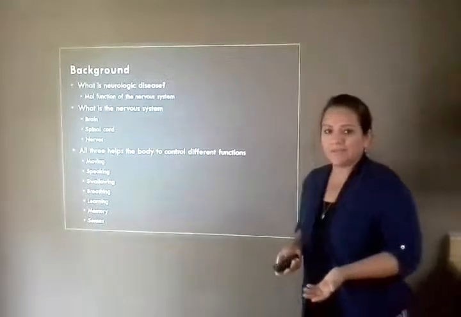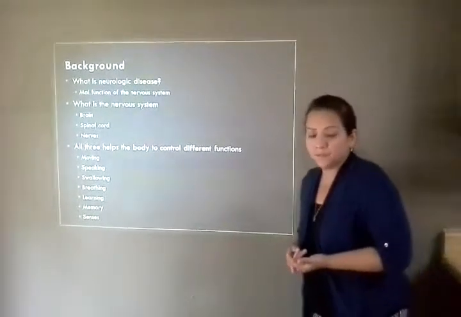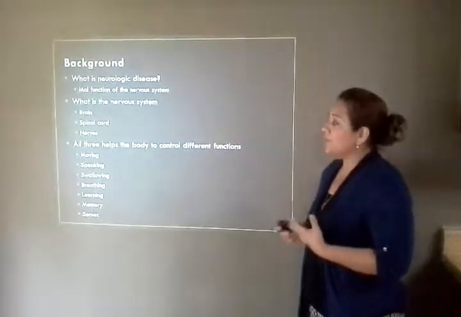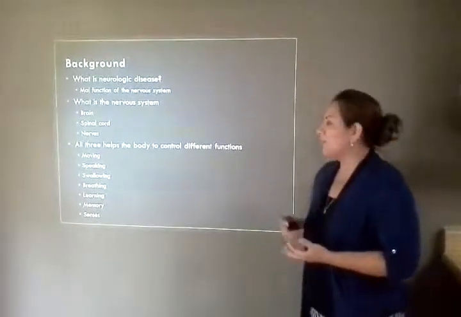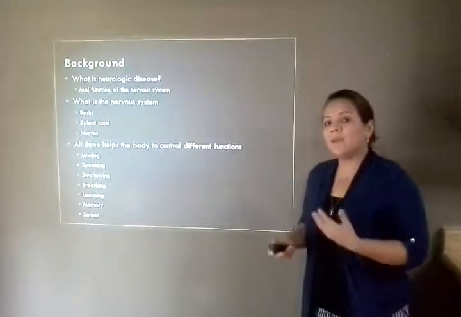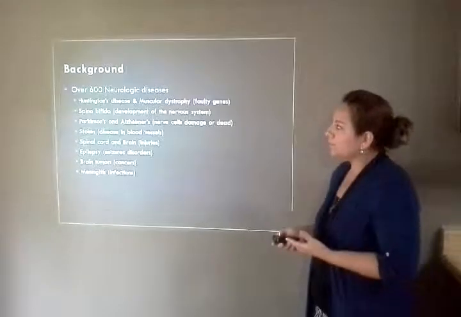What is neurologic disease? It is a malfunction of the nervous system. The nervous system consists of your brain, your spinal cord, and nerves. The nervous system usually helps you, for example, move, speak, swallow, breathe, and it helps you with learning and memory. All these functions the nervous system does.